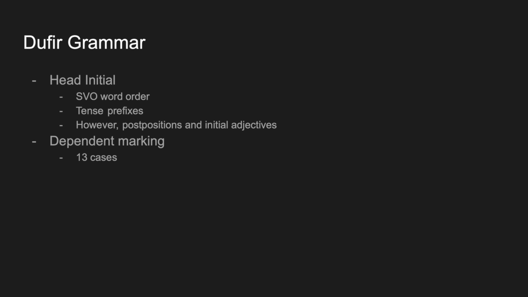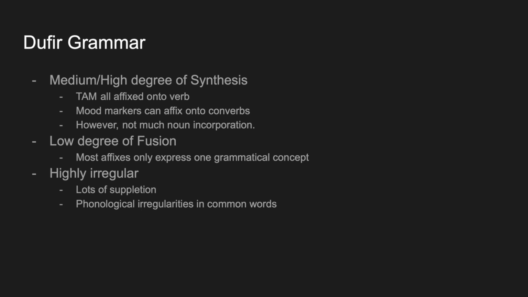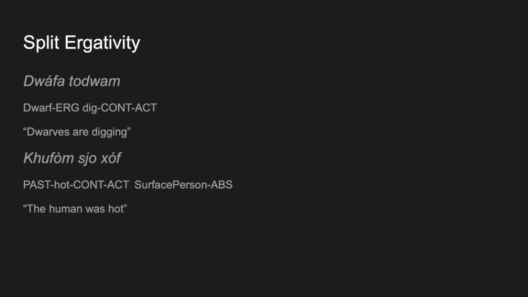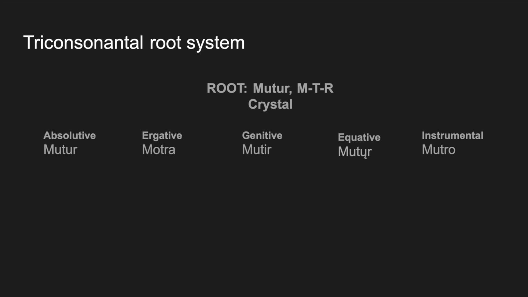As for the grammar, Dufir is somewhat head initial, strongly dependent marking, highly irregular, and a pretty agglutinating language that utilizes split ergativity and a triconsonantal root system.